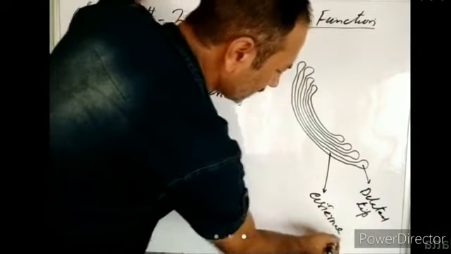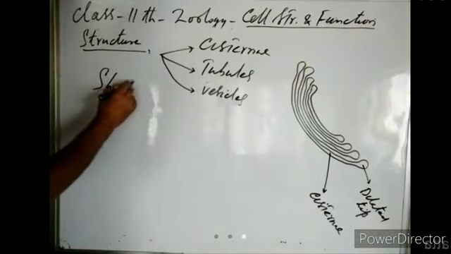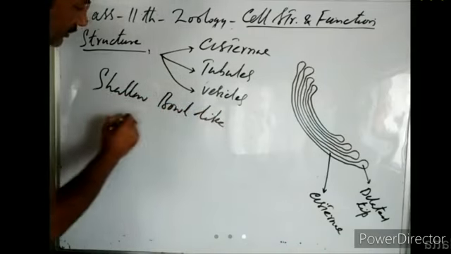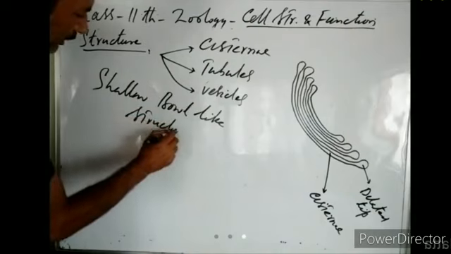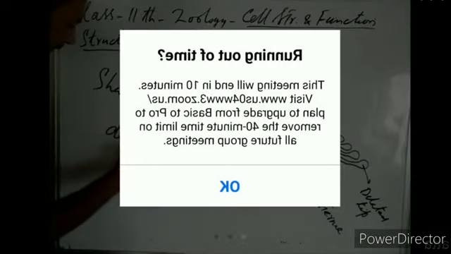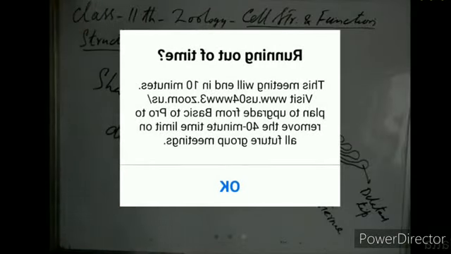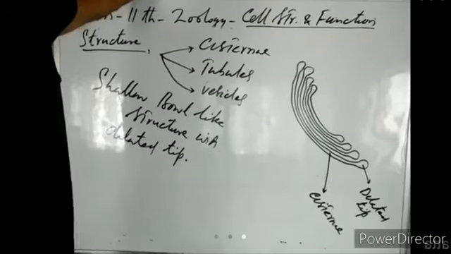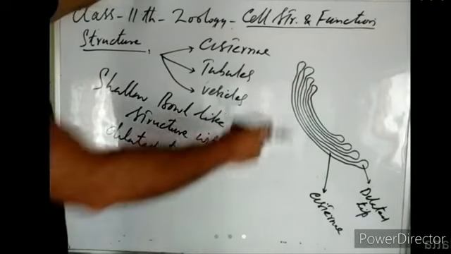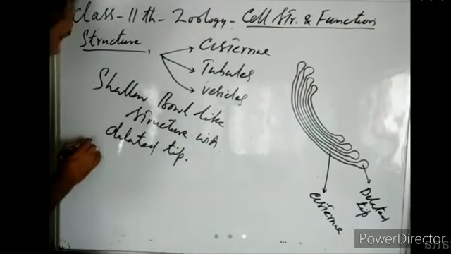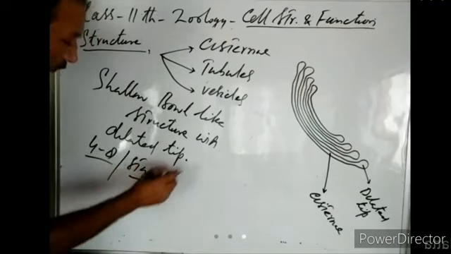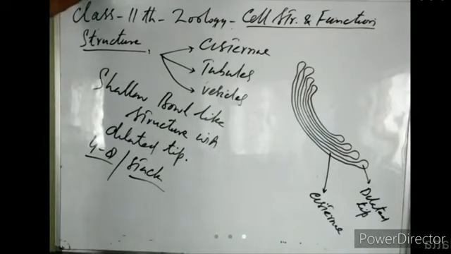So these cisternae are shallow, ball-like structures, and they have dilated tips, right? These cisternae are stacked upon each other. How many cisternae may be stacked upon each other? 4 to 8 cisternae may form one stack.